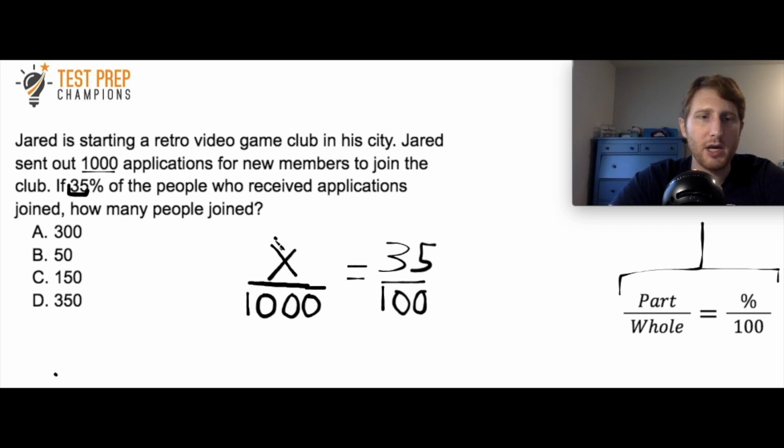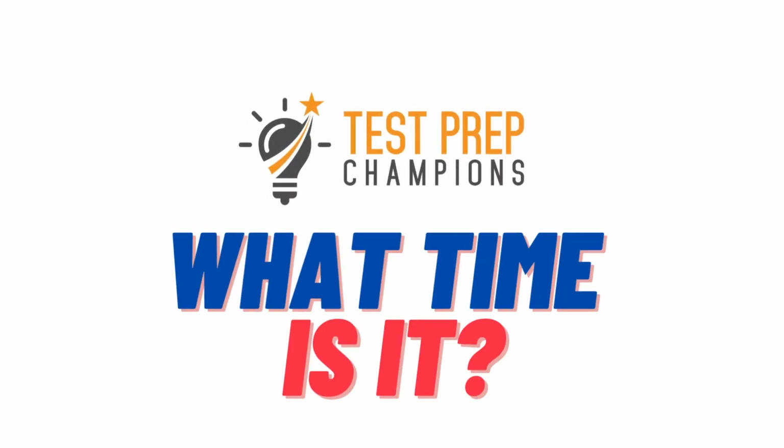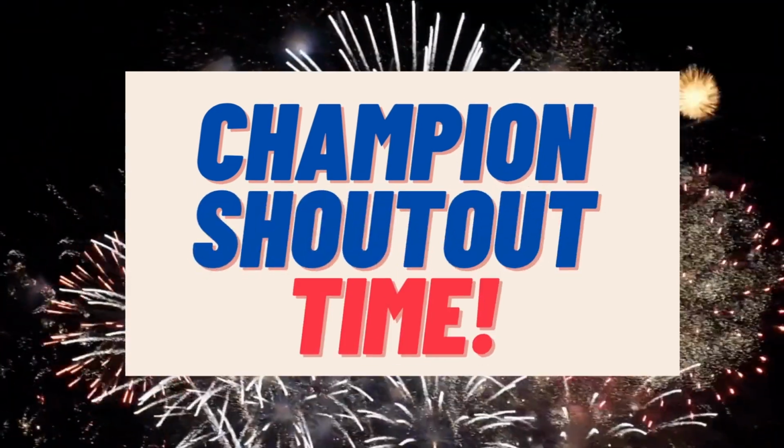But anyway, all we're going to do now is solve this equation for x. The easiest way I think to do that would be to multiply by 1,000 on both sides. If I multiply by 1,000 over here, the thousands cancel out. And if I multiply by 1,000 over here, in my calculator, I would do 35 times 1,000 divided by 100. And the answer would be 350. So this is not the only way to do a question like this, but hopefully this makes sense.